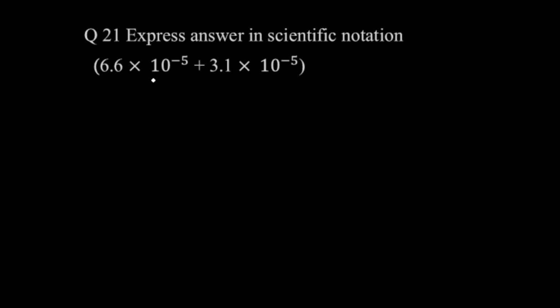In this question we have a negative power. How can we solve this question? We have a negative power, but the negative powers are the same. We can add by the distributive property. 6.6 plus 3.1, multiply 10 to the power 5.